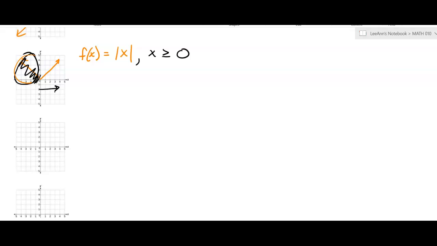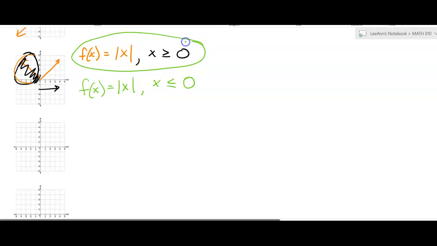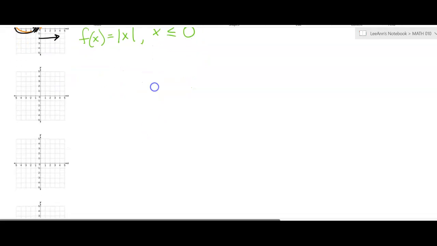Now you might be saying, well, hey, I wanted to cut out the other half. You could do that. You could say, here's an alternate way to do it. f of x is the absolute value of x, but x has to be less than or equal to 0. And that would do the same thing. Usually, though, they go with the positive case. I'll just tell you that. Okay? But you could do it the other way. Okay. That was absolute value.